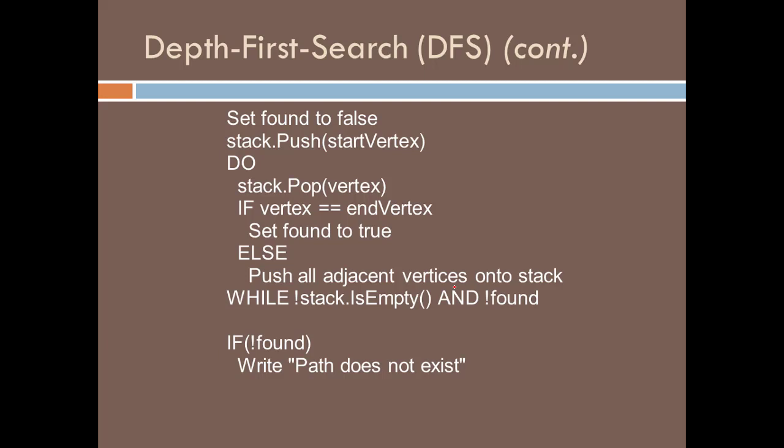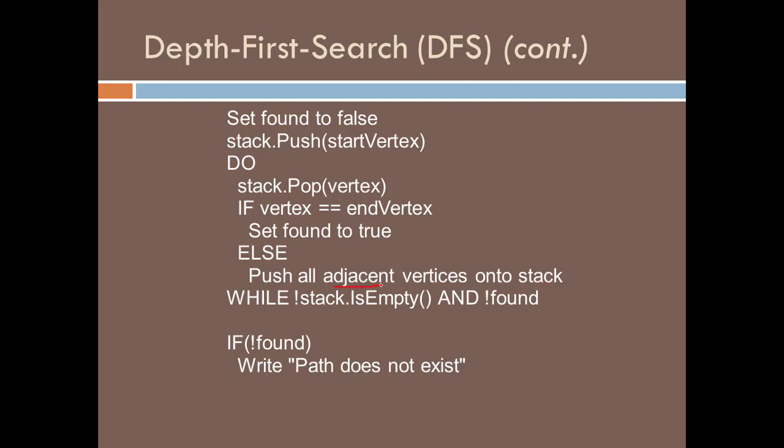This is the algorithm of depth first search. DFS: set found to false, stack.push start vertex. We push onto the stack the start vertex from which the search is to begin. And then there is a loop: do while, stack.pop vertex. If vertex is equal to end vertex, the one we want to find, set found to true, else push all the adjacent vertices on the stack.